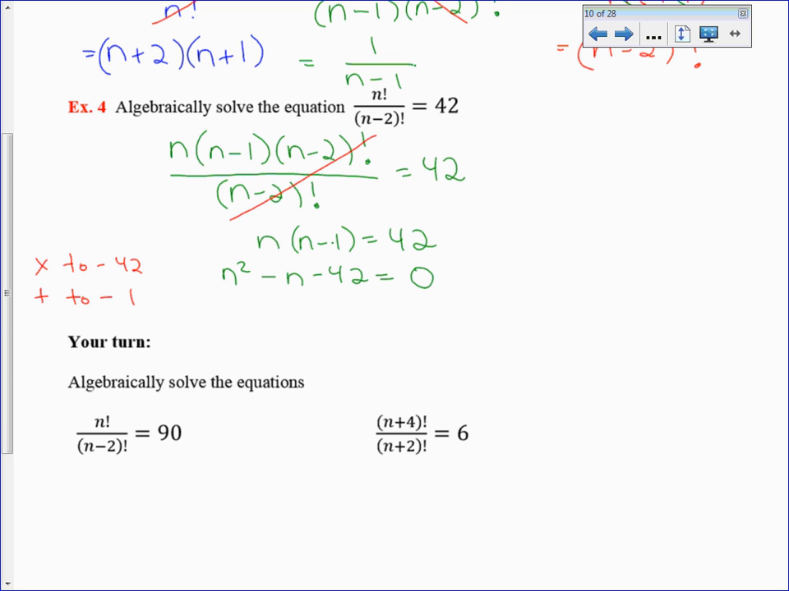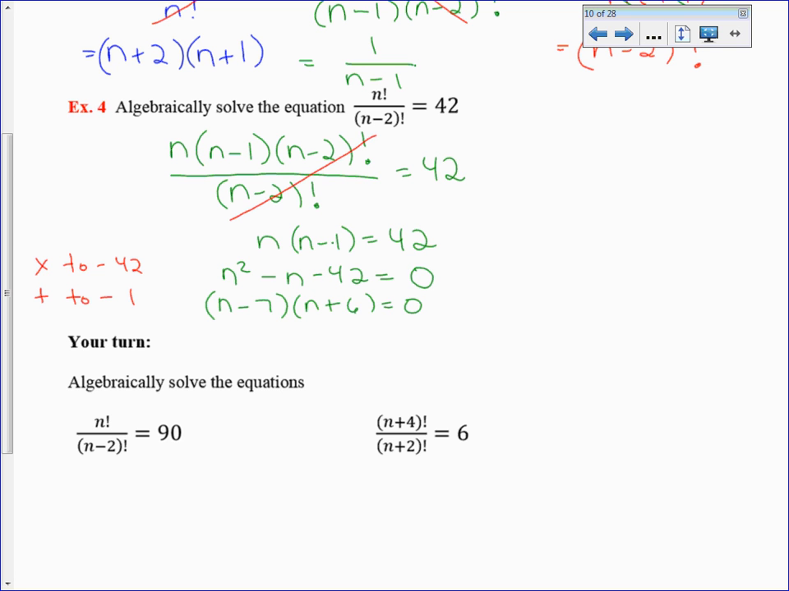I heard 6 and 7. Which one's positive, which one's negative? When your middle number's negative, yeah, okay. So then this is going to be n minus 7 times n plus 6. When you're trying to add to either 1 or negative 1, then the two numbers that you're picking differ by 1. And if the number is positive, then the bigger number is positive. If the number is negative, the bigger number is negative.